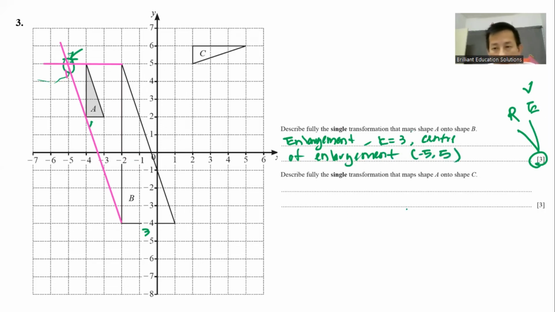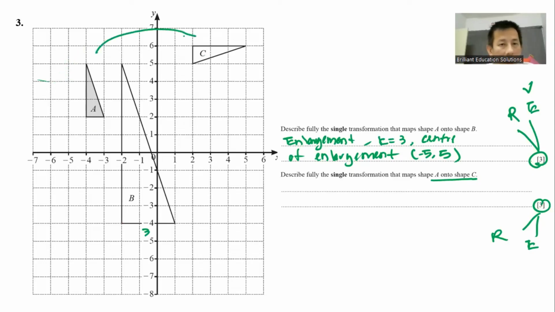Next question. Describe fully the single transformation that maps A to C. Another 3 marks. So we know the 3 marks are the rotation or enlargement. So A to C is so obvious, it's rotate this way. So it's a rotation. In this case it is 90 degrees clockwise.